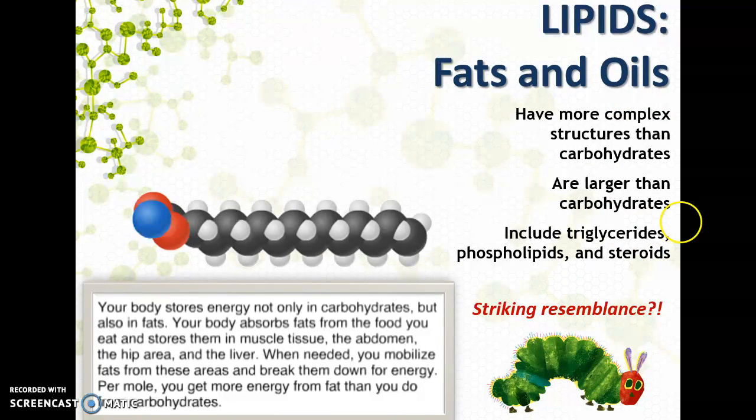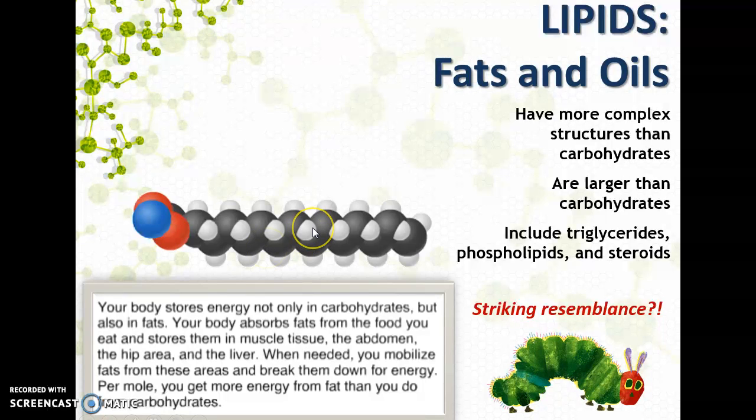The next thing I want to talk about are your fats and your oils. These have more complex structures than carbohydrates, especially in their simplest form. They're also larger than carbohydrates, and they include triglycerides, phospholipids, and steroids. And they kind of look like the hungry caterpillar. So usually they'll have, this looks like a phosphate head right here, and then they'll have these long hydrocarbon tails.